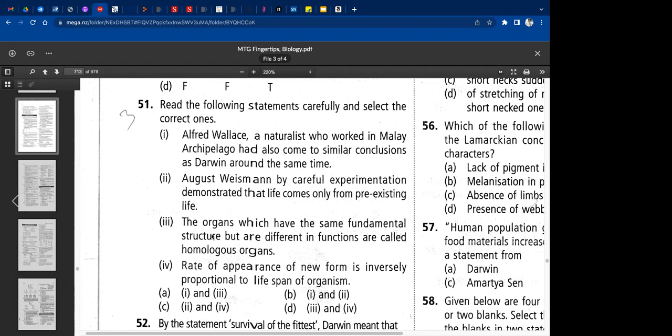Second, August Weismann, by careful experimentation, demonstrated that life comes only from pre-existing life. Third, the organs which have the same fundamental structures but are different in functions are called homologous organs. Fourth, rate of appearance of new form is inversely proportional to lifespan of organisms. Option A, B, C, and D, which is the correct option?